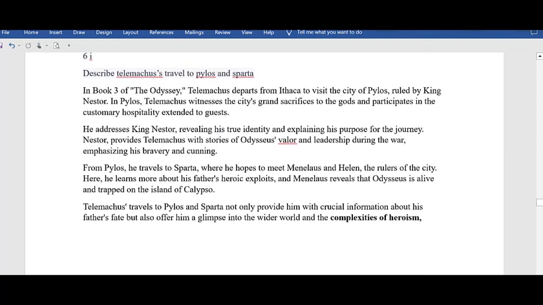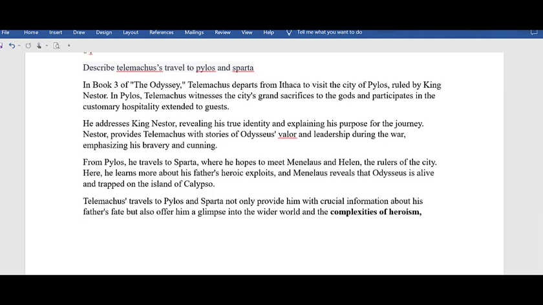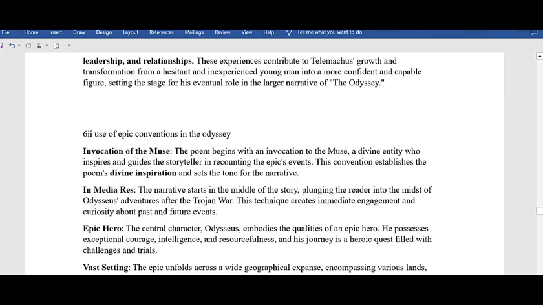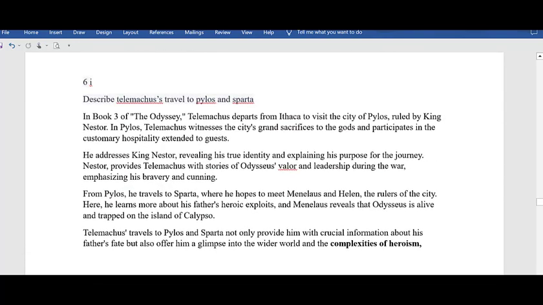Next two questions are from Odyssey. Describe Telemachus's travel to Pylos and Sparta, and the other question is the use of epic conventions in the Odyssey. Now these are simple questions. You do not have to take a stand, you do not have to defend an opinion, you have to describe what you read. So my advice to you would be that from Odyssey you should at least know all characters. You should be able to talk about all characters, because it's a huge text. It may be difficult for students to remember all characters, but it's important for you to be able to recall.